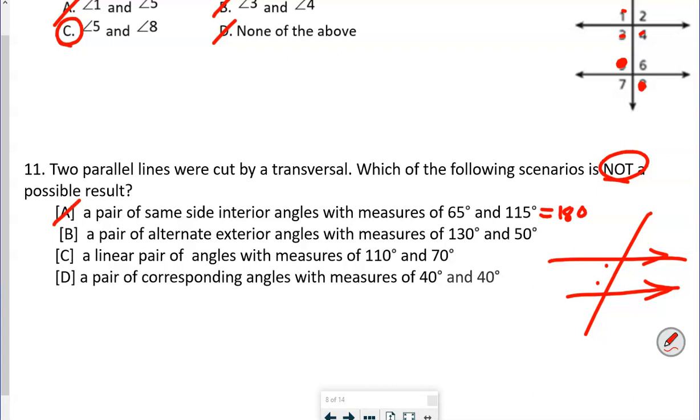A pair of alternate exterior angles would measure 130 and 50. So alternate exterior, that would be here and there. Well, that's definitely not true because they both should be what? These should be equal, right? So that is our answer right there.